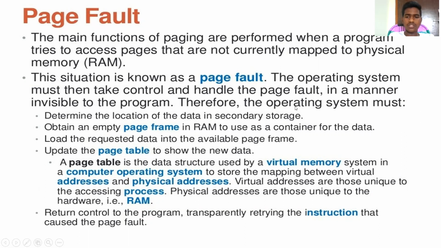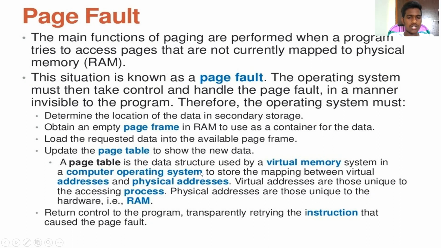to the program. Therefore, the operating system must determine the location of the data in secondary storage, obtain an empty page frame in RAM to use as a container for the data, load the requested data into the available page frame, and update the page table to show the new data.